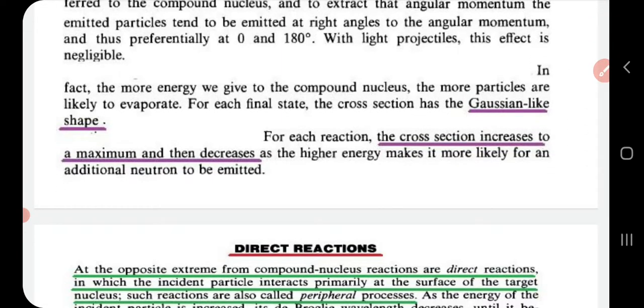So the more energy that we give to the compound nucleus, the more particles will be ejected. Now the cross section of the final state will be almost Gaussian in shape. For each reaction, the cross section increases to a maximum and then decreases as the higher energy makes it more likely for an additional neutron to be emitted.